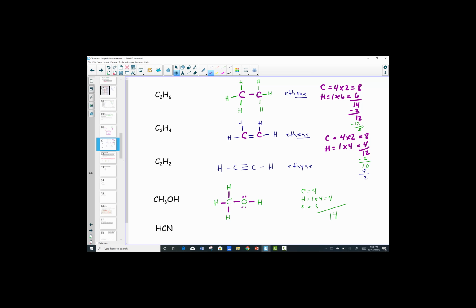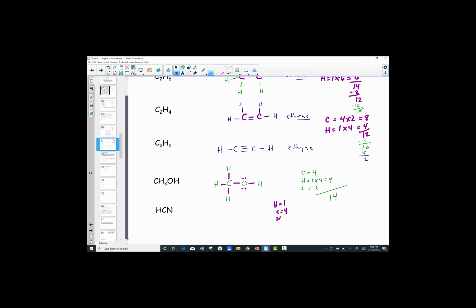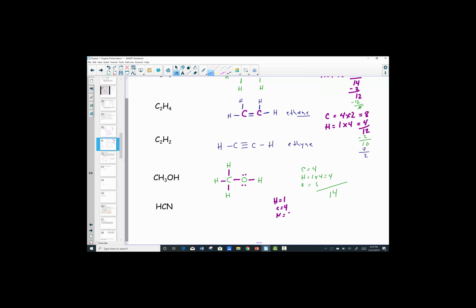In HCN, H, we know, contributes 1. Carbon contributes 4. And N will contribute 5. It lives in group 5A. So that gives us a total of 10 electrons. Carbon is the least electronegative element. Never put hydrogen in the center.